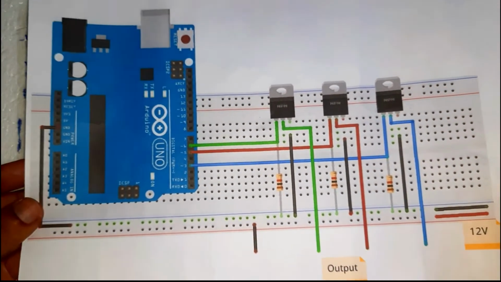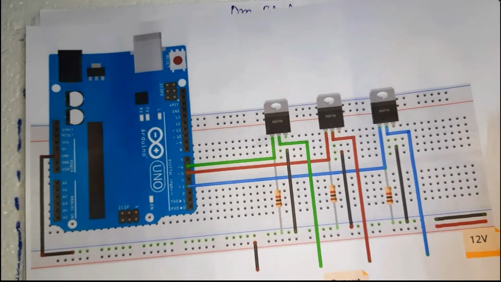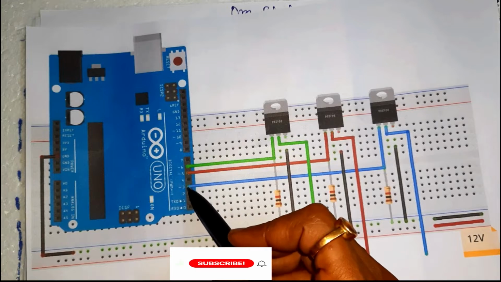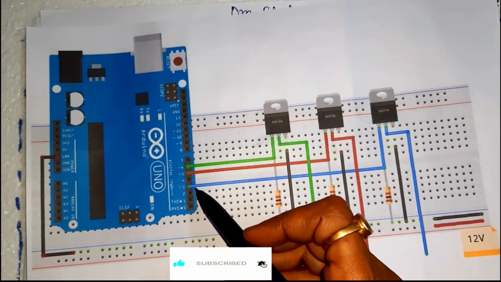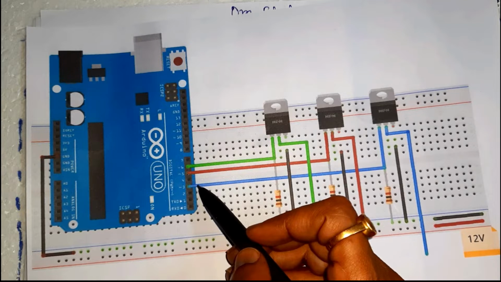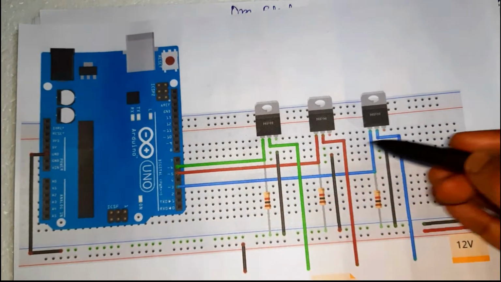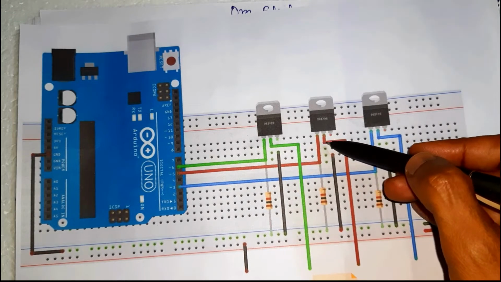This is the circuit diagram. Here we use the Arduino pins 6, 5 and 3: 6 for green, 5 for red and 3 for blue, and connect the Arduino pins 6, 5, 3 to the gate terminal of the MOSFETs.